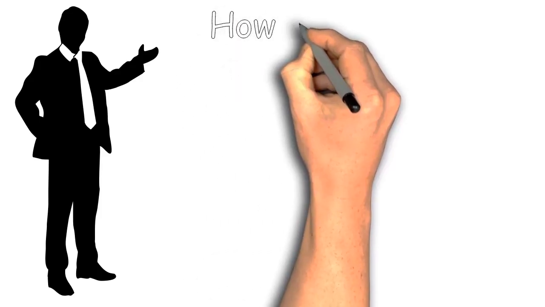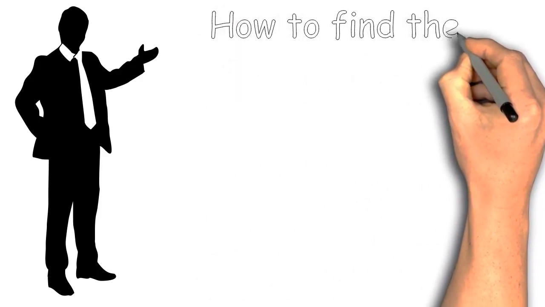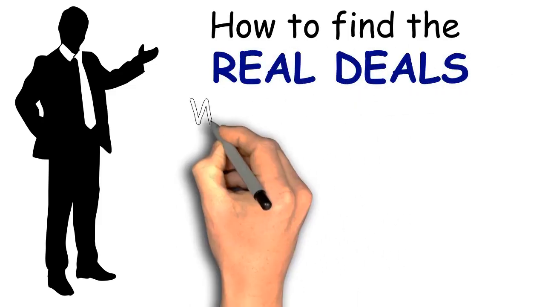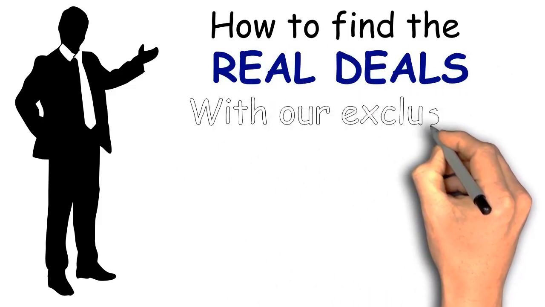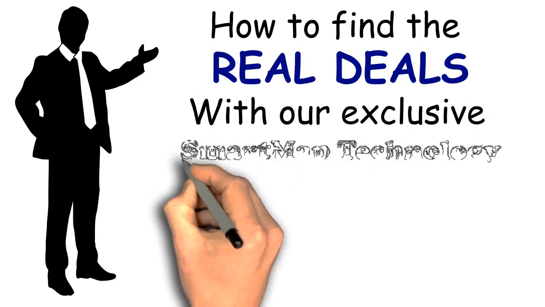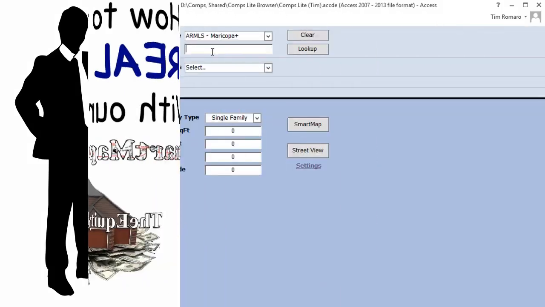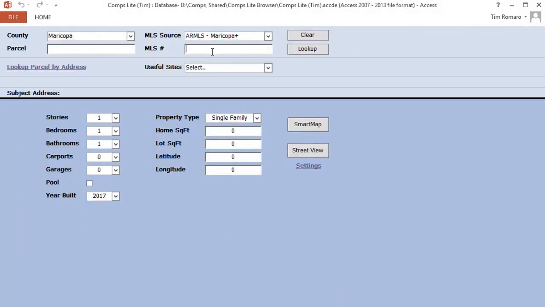The purpose of this video is to give you a brief overview of how our SmartMap systems technology can give you an unfair advantage when it comes to locating and researching profitable real estate deals. Once you have successfully logged into SmartMap systems, you will have the ability to research any property by entering the parcel number, property address, or MLS number and clicking the lookup button.